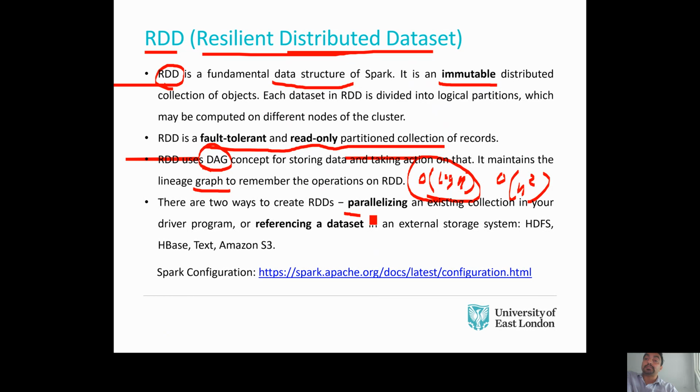There are two ways to read data for RDD. We can parallelize the input by giving some artificial data, or you can read a dataset directly from anywhere: HDFS, HBase, text, Amazon, even a CSV file, any type of data, you can read it directly into Spark using RDD. So RDD is a masterpiece of Spark.